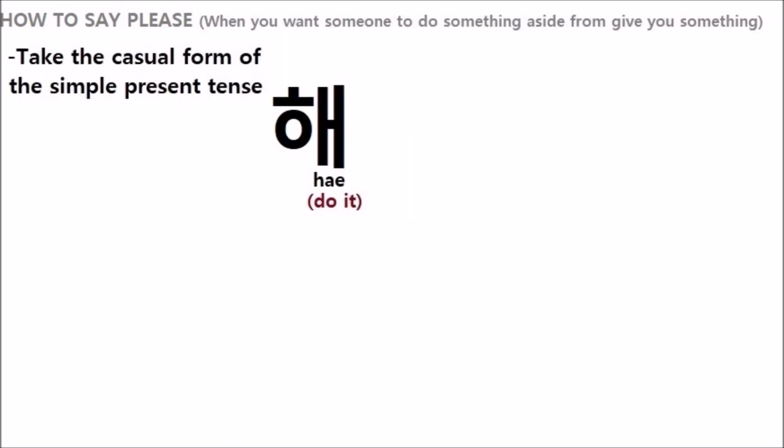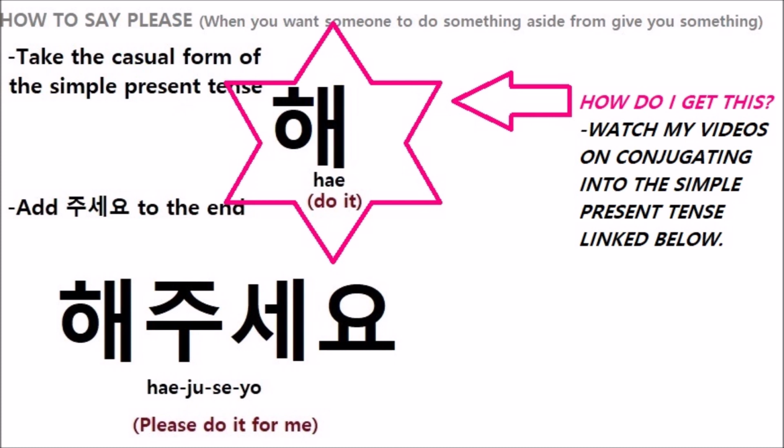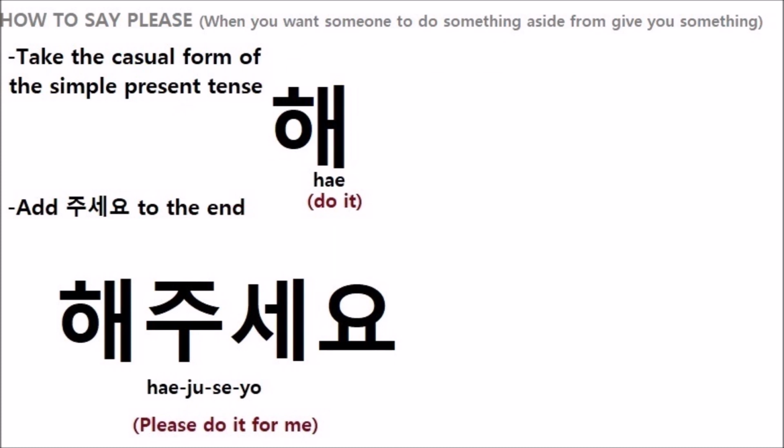Here's another. What you do is take the casual form of the simple present tense of the verb and add 주세요 to the end. Don't know how to make the casual form of the simple present tense? I got a video for that. Actually, a series of videos, and the link is in the description, as well as at the end of this video. This type of please sentence has an implied for me in it.